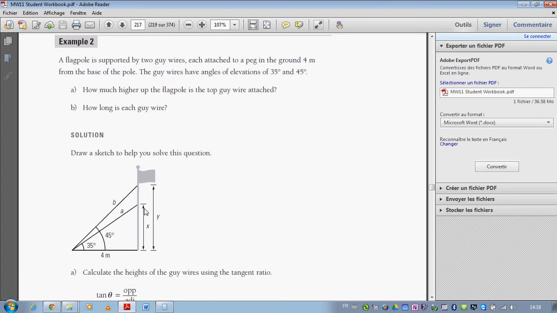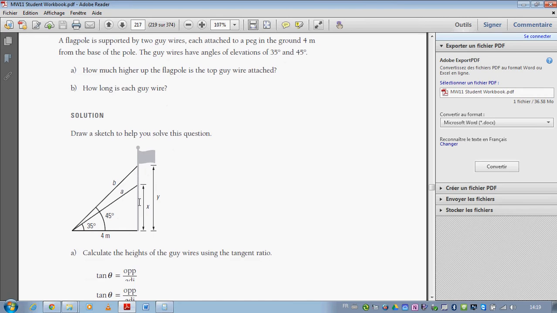Really, you're going to have to figure out the individual heights of these and then subtract them from one another to figure out this difference right here. You've got this side, which is length y, when you're talking about the wire that's at a 45 degree angle. And then you've got this length, which is length x, and that one is at an angle of 35 degrees. So once you figure out these sides, y and x, you would subtract the two, y minus x, to figure out how much higher the second wire is.